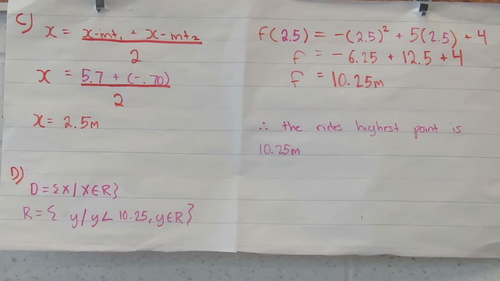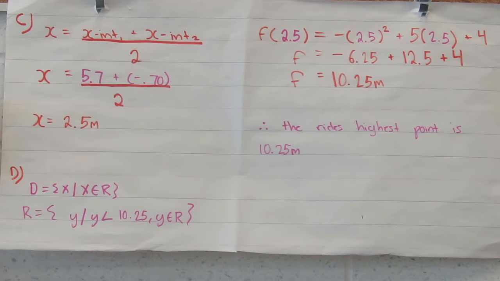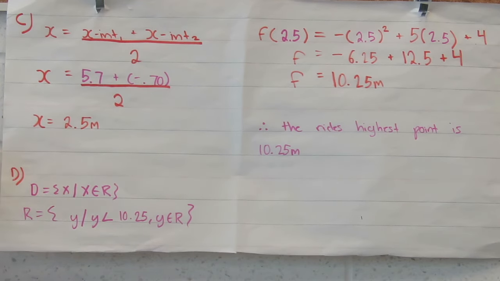Okay, so for question C, what is the ride's highest point? We're going to figure that out by adding the x-intercepts together and then dividing by 2, and then plugging that number into our original equation. So over here you can see I made my own little equation: the first x-intercept plus the second x-intercept over 2. I plug those points in, 5.7 plus negative 0.70 over 2, and I get the x value of 2.5.